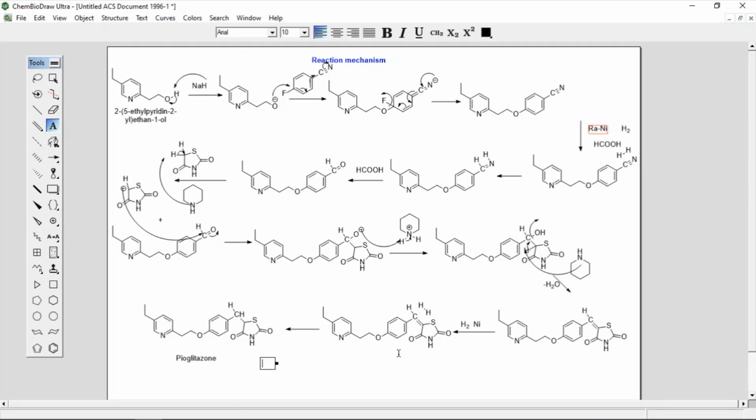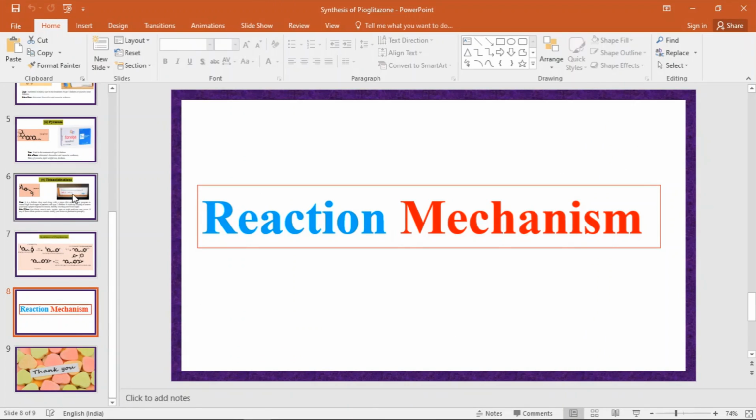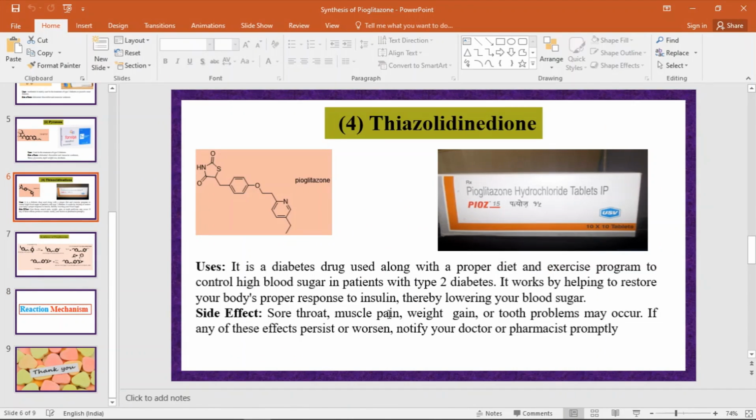It causes blurred vision, anemia, fluid retention, hypoglycemia, and extreme tiredness. These are the side effects of pioglitazone. It also causes muscle pain, weight gain, and back pain. The side effects are anemia, back pain, blurred vision, fluid retention, hypoglycemia, and extreme tiredness.